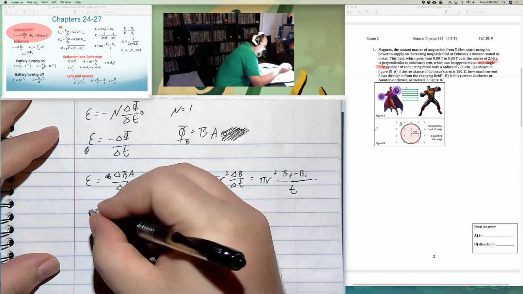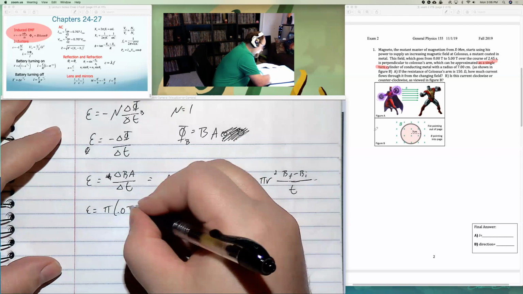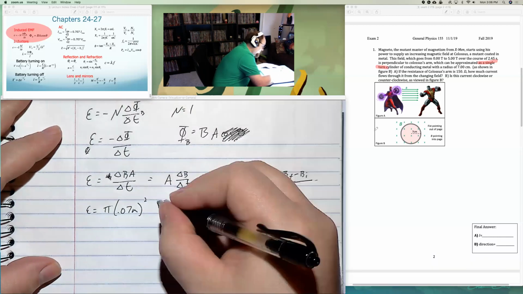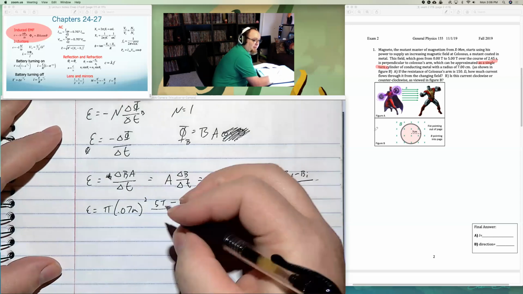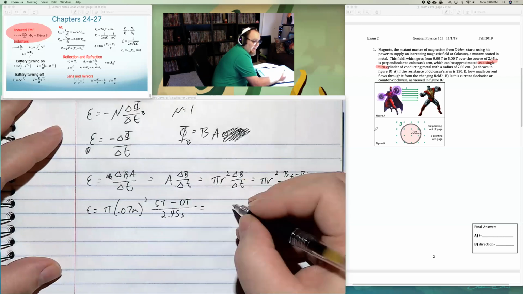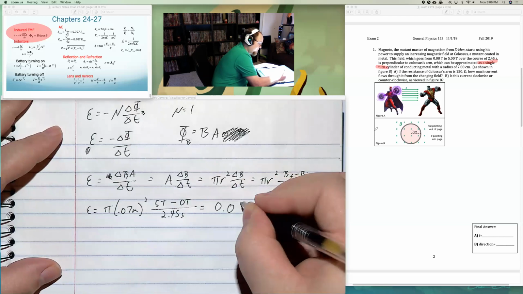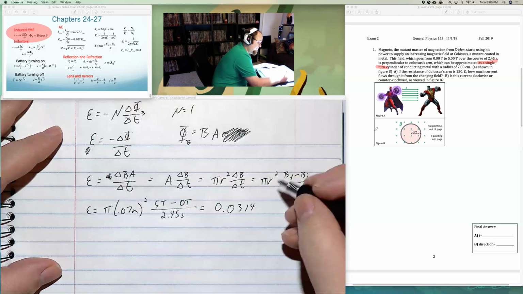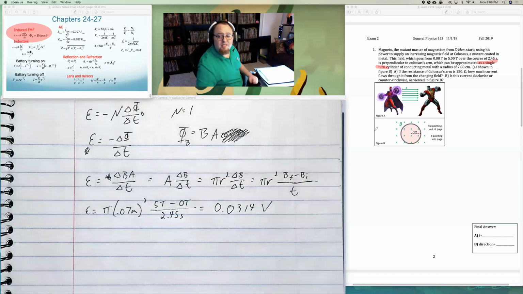And using that, we'll get that the EMF is pi r squared, with r of 0.07 meters, times B final, 5 Tesla, minus B initial, 0 Tesla, over the time period, 2.45 seconds. And when I do that math, I get 0.0314. Really, that? Yeah, okay, yep. Volts. And that's the induced EMF. So if I wanted the induced EMF, we're good.